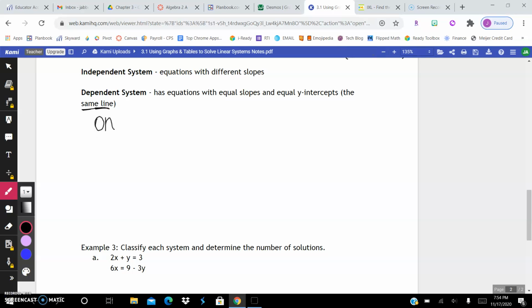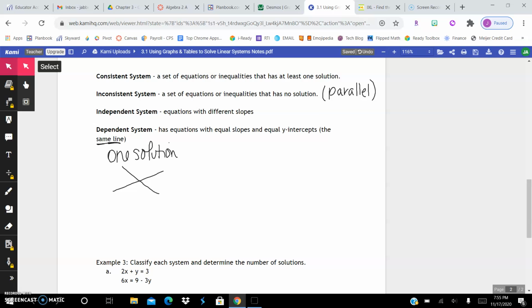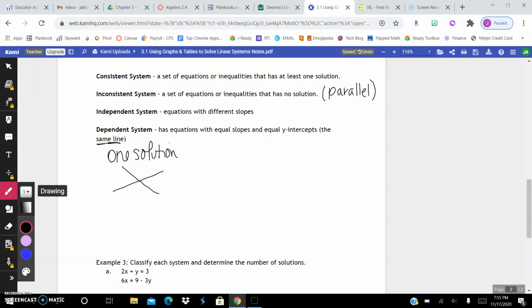Okay. So for pictures, if we had a system that only had one solution, it would look something like this, where they cross in one spot only, and that would be consistent because it has at least one. So consistent, and independent because they have different slopes. The lines are not tilted at the exact same slope.